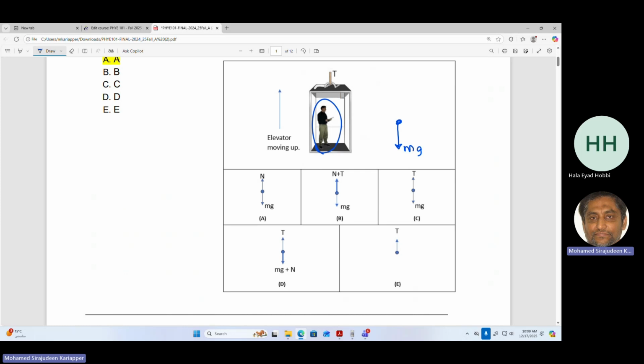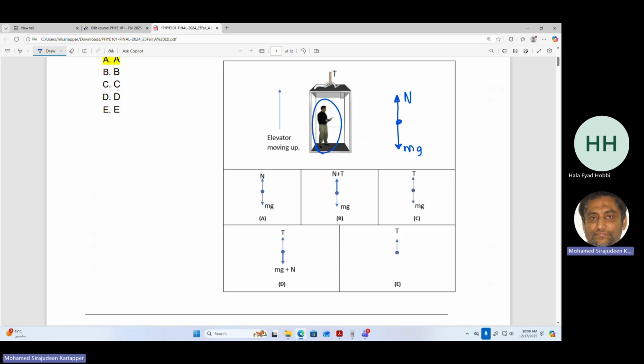And the man is standing on the elevator floor. So the elevator floor is going to interact with the man. So the force of the elevator floor on the man will be pushing the man up. That's the normal force. These are the only two forces acting on the man.